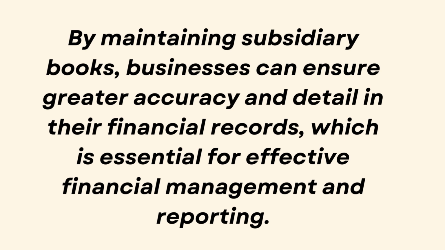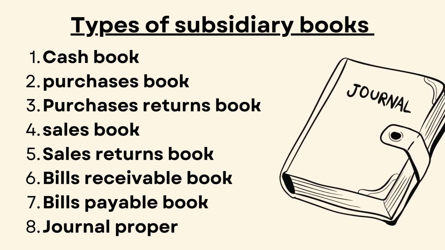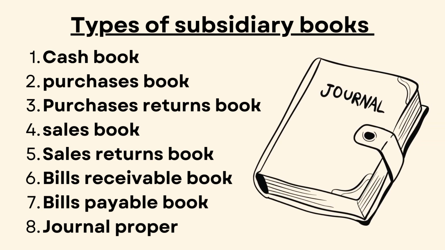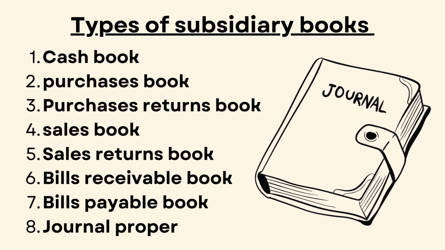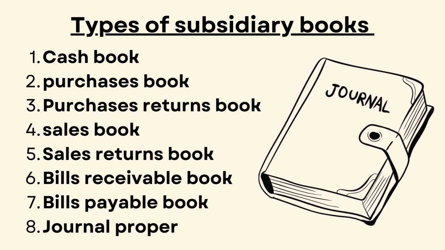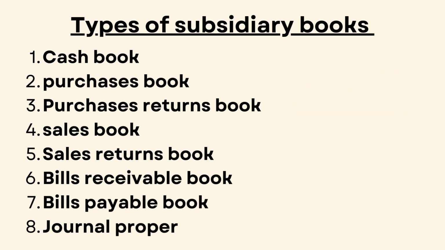Now, let's learn the types of subsidiary books. We have 8 types of subsidiary books such as cash book, purchase returns book, sales returns book, bills receivable book, bills payable book and journal proper. Now further we are going to understand each and every subsidiary book in detail.